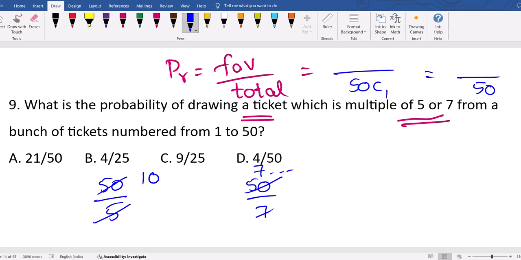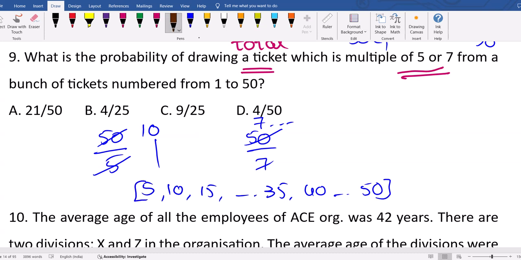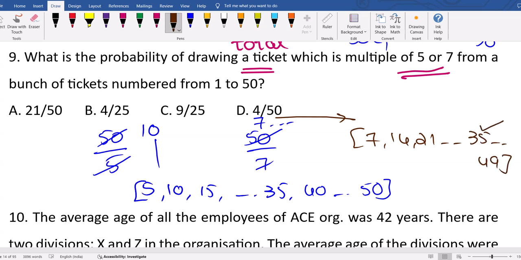Why minus 1? What are these 10 numbers? 5, 10, 15, and so on. 35 is there in that list. And in the multiples of 7 list also, 35 is there: 7, 14, 21, and so on, 35 and 49. See, here 35, here 35, you counted twice. That's why N of A plus N of B minus N of A intersection B.